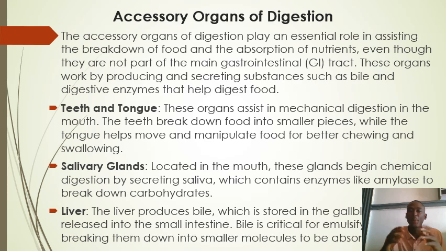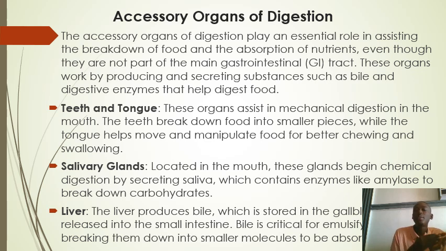So the first of these accessory organs is the teeth and tongue. These organs assist in mechanical chewing in the mouth. The teeth break down food into smaller pieces, which the tongue helps move and manipulate into a bolus, for better chewing and swallowing.